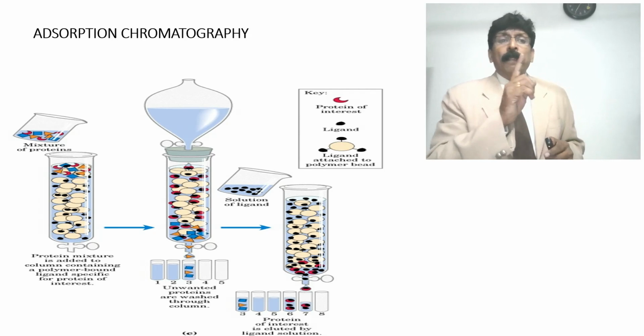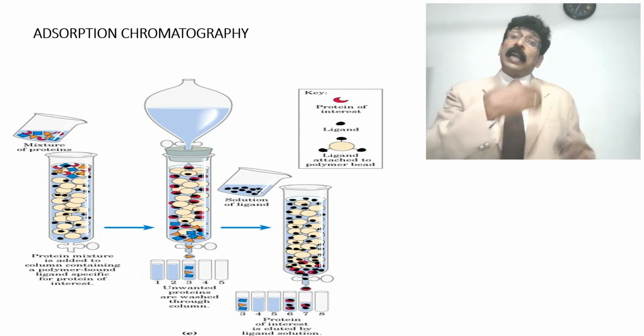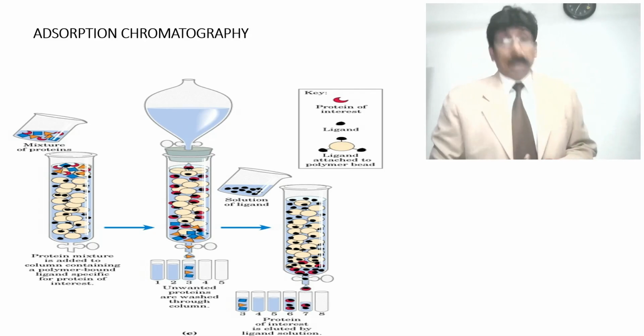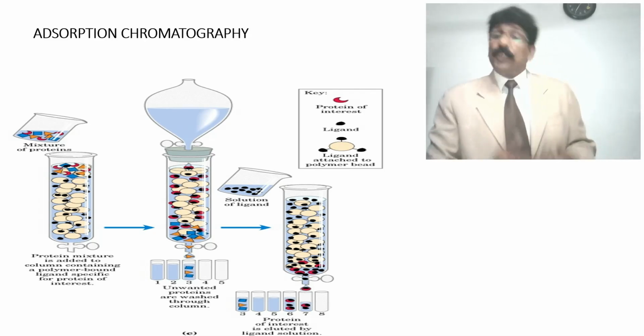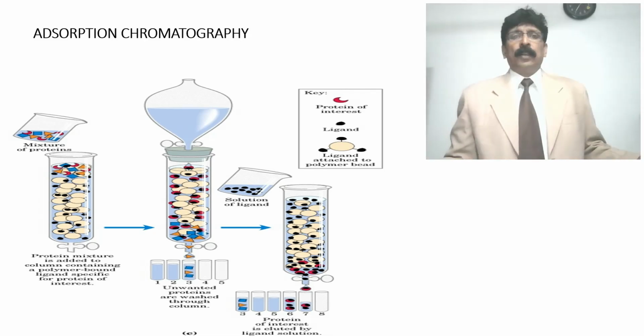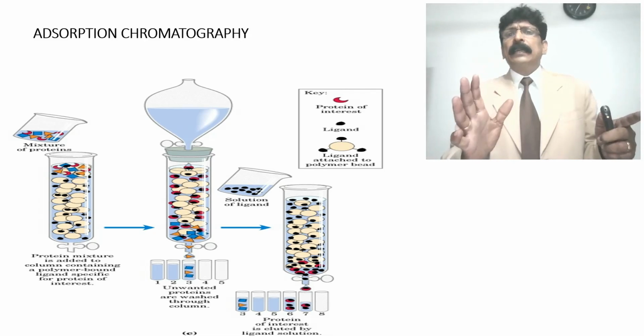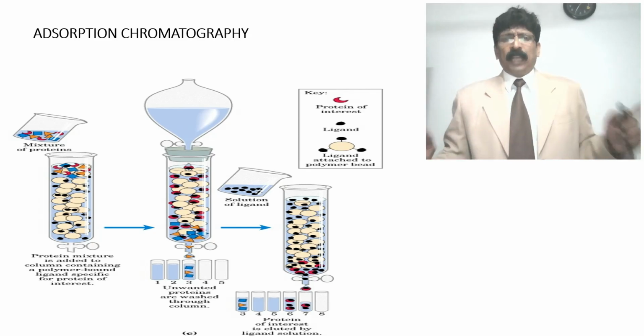You see, there is a mixture of protein. It's an example. Even it can be a mixture of chemical compounds, a mixture of natural compounds, your extract, which has a mixture of compounds which you are interested to separate by chromatography. So this is the basic principle behind chromatography, how they get separated in adsorption chromatography.